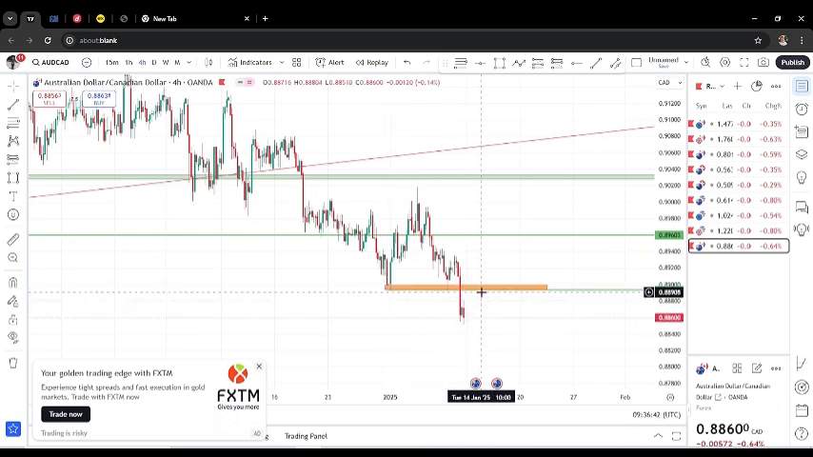I'm waiting for it to retest back to this zone, then give me some candlestick pattern, or I will draw my counter trend line. If it breaks it, then I will now join the trend. I will now join the sell.